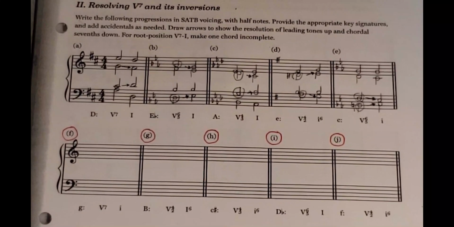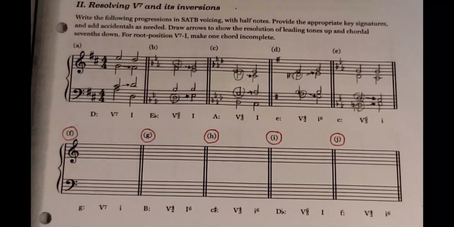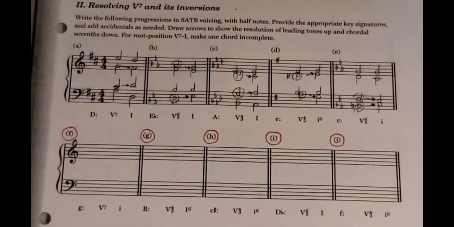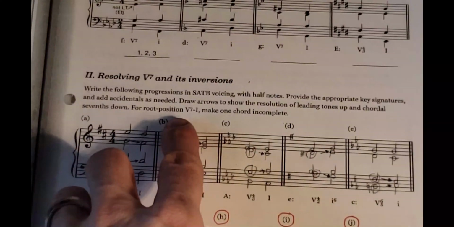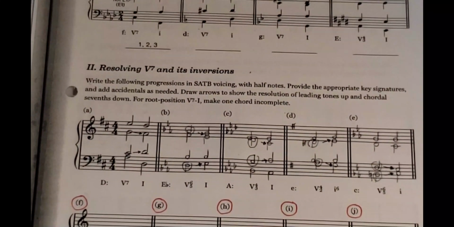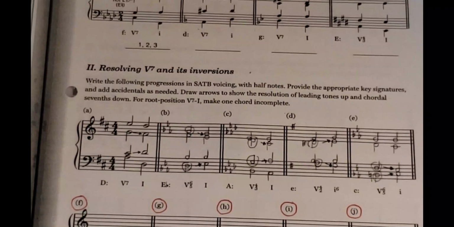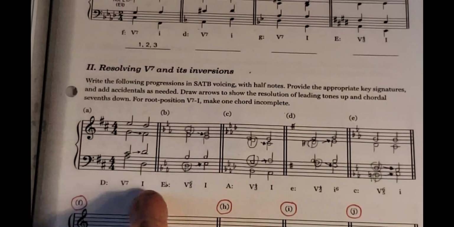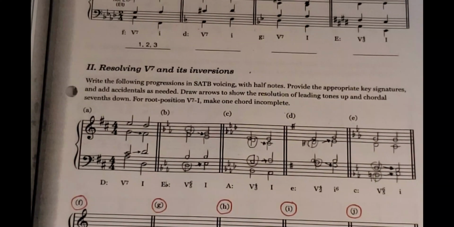This first example given to us is a root position 5/7 chord going to a root position 1 chord. What do they tell us? For root position 5/7 to 1, make one chord incomplete, right? Because it's harder to be root position to root position. Which chord did they make incomplete? They made the 1 chord incomplete because otherwise you might have some parallel fifths. So their leading tone goes up, chordal 7th goes down.